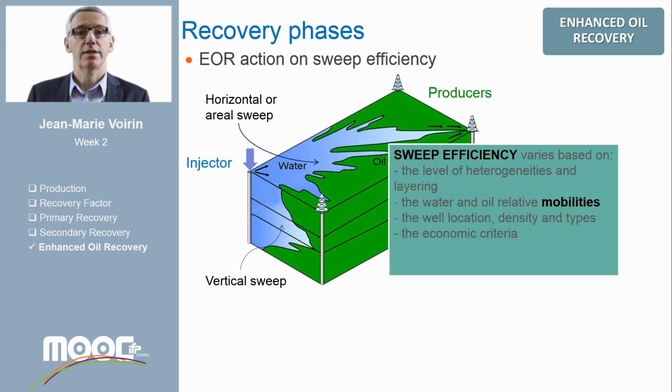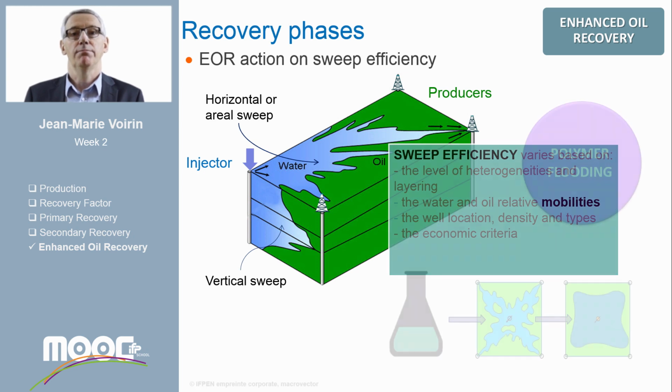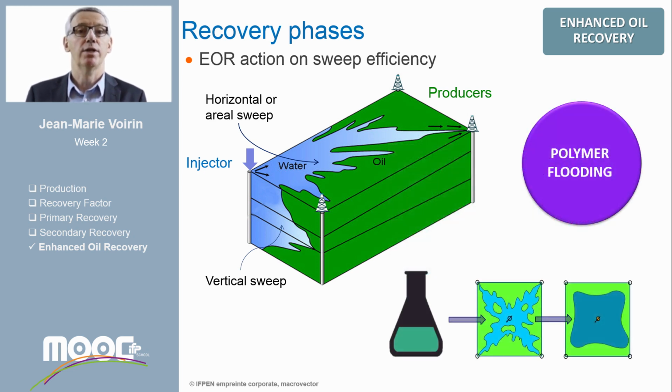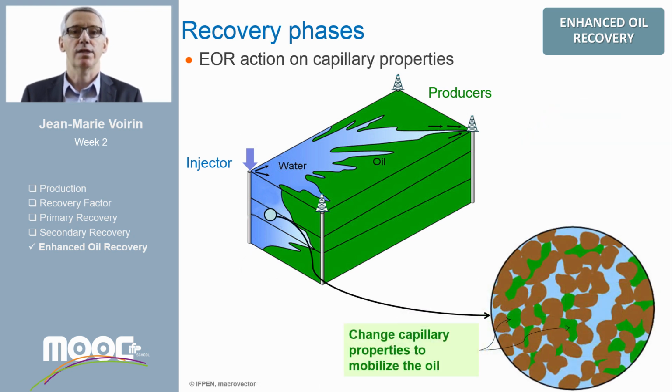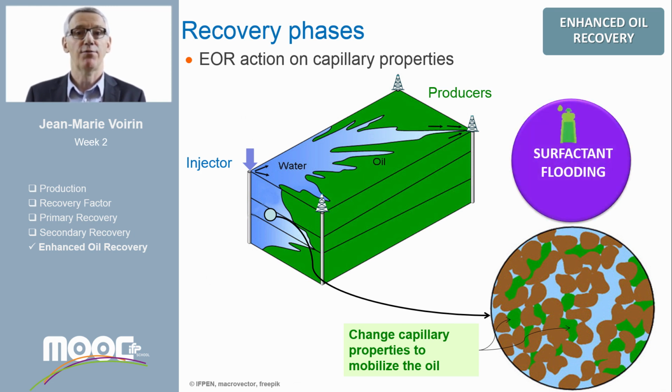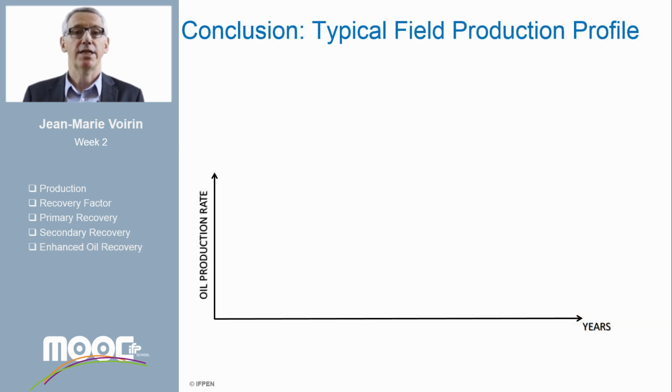To achieve their objectives, these processes may modify the fluid mobilities to improve the sweep efficiency by adding polymers to the injected water in order to increase its viscosity and make it closer to the oil viscosity, or by heating the oil, usually using steam. Or they may change the capillary properties to mobilize the oil trapped in pores after water flood by adding surface-active agents, surfactants, to the injected water to strongly decrease capillary forces, or injecting solvents miscible with the oil as hydrocarbon gases, CO2 or nitrogen.